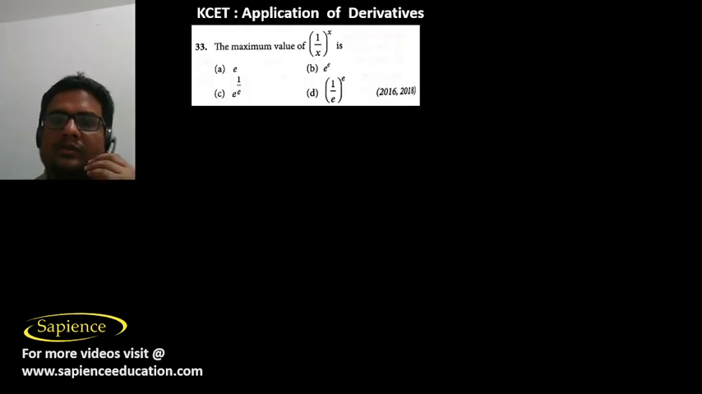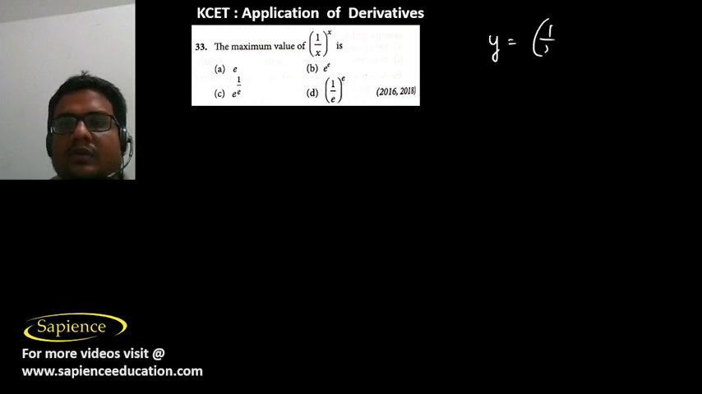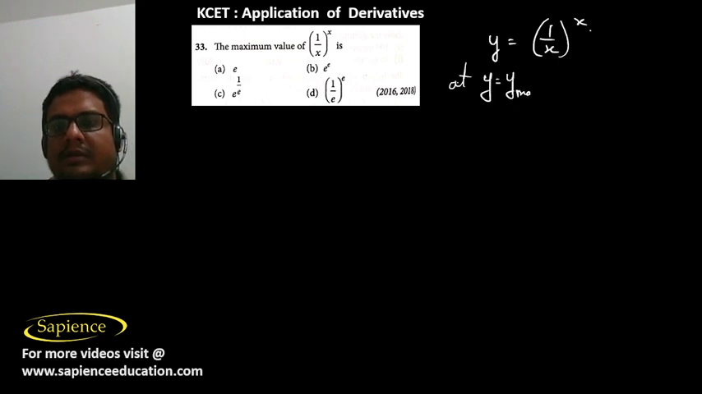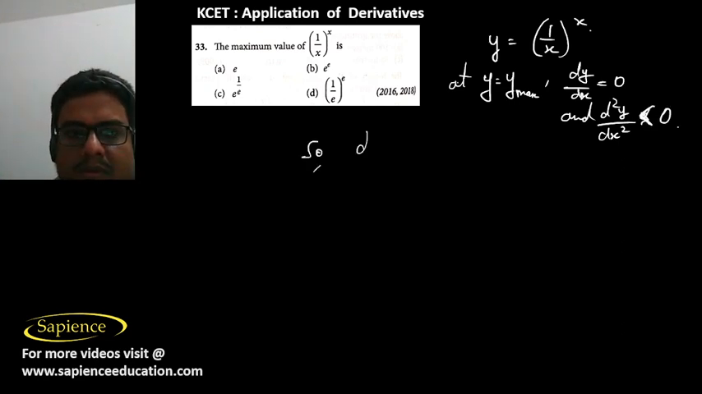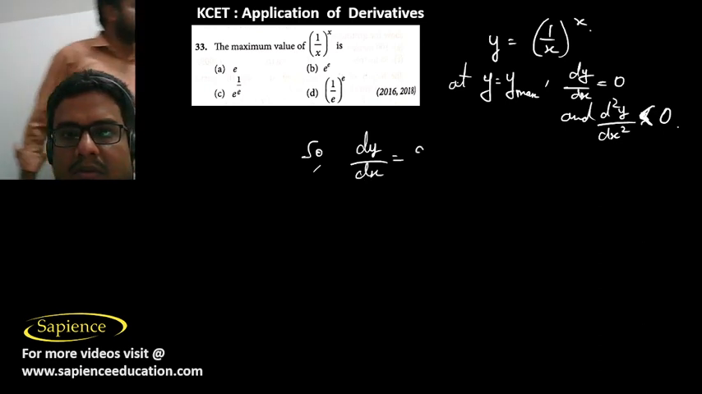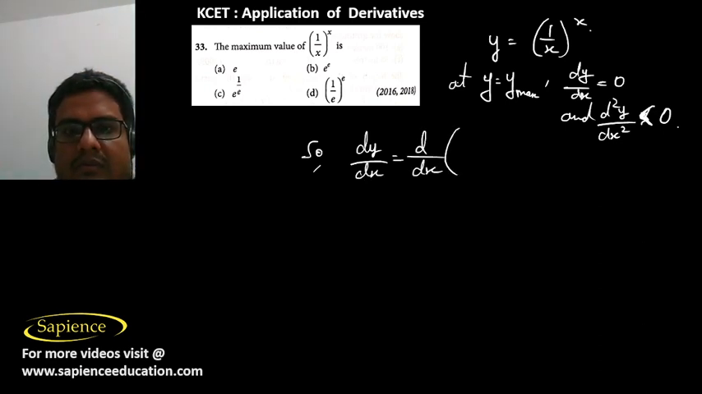Question number 33, it is told the maximum value of 1 by x is y is equal to, at y equal to, d square y by dx, less than dx by x.